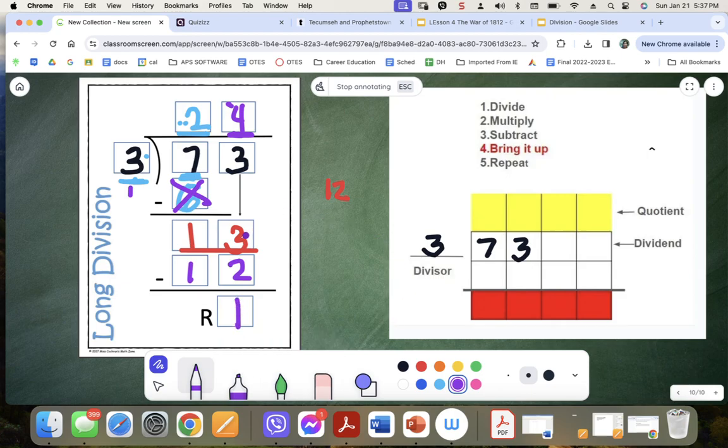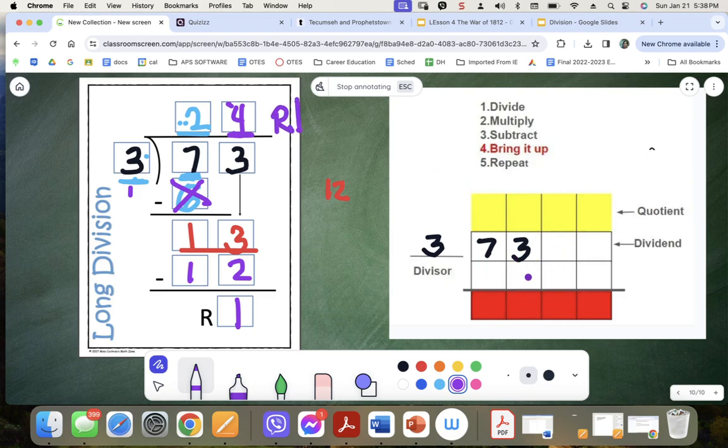The next step is actually to bring it down, but because we don't have any numbers after 3, we stop here, and this will be our remainder. Because this number is lower than our divisor, that will be our remainder. So our answer will be 24, remainder 1.